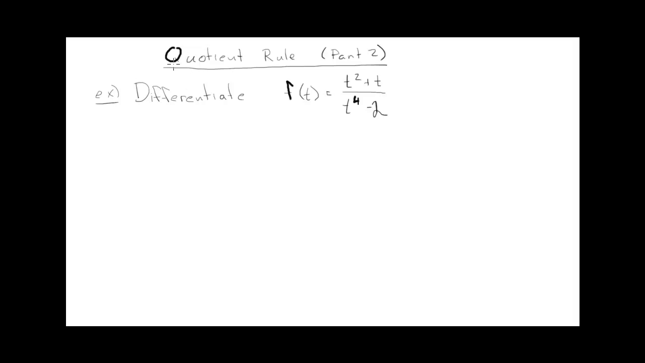Welcome to part 2 of our lesson on the quotient rule. So this video is just essentially going to be some examples using the quotient rule. So we'll start with the quotient f at t equals t to the 2 plus t divided by t to the power 4 minus 2, and we're going to find the derivative.